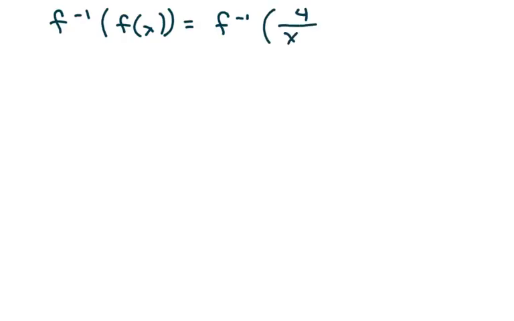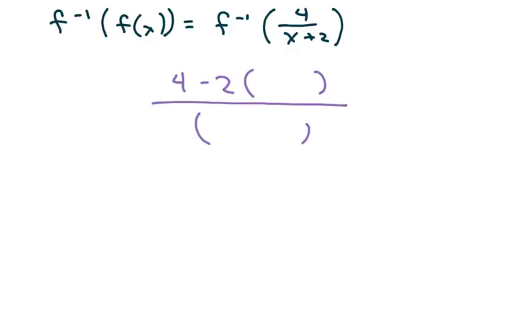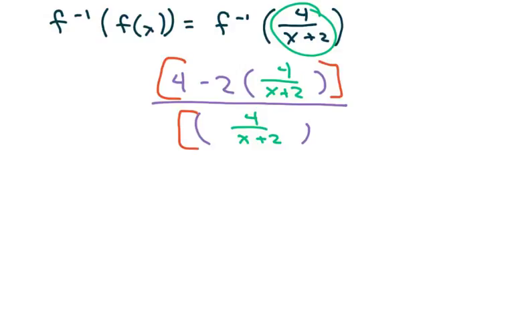We're going to have f inverse composed with f of x. So we have f inverse, and my f of x is 4 over x plus 2. My inverse is 4 minus 2x over x. So what I'm inputting is this for my x: 4 over x plus 2. I'm going to do the algebra trick and multiply my numerator and my denominator by x plus 2.